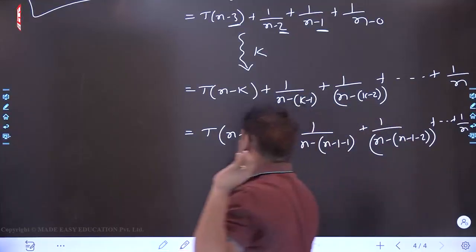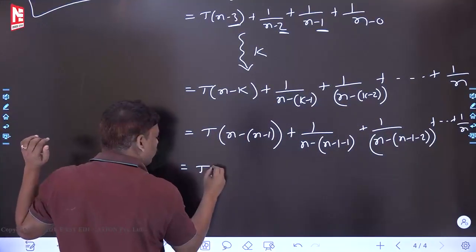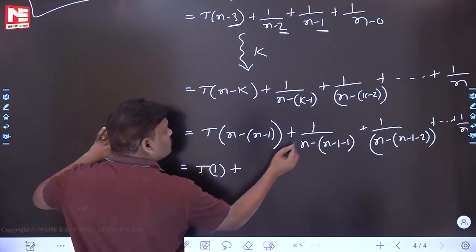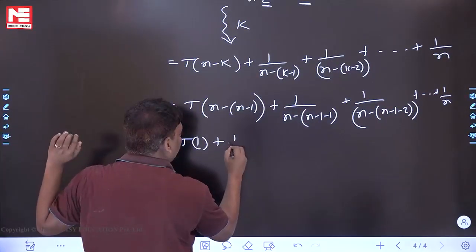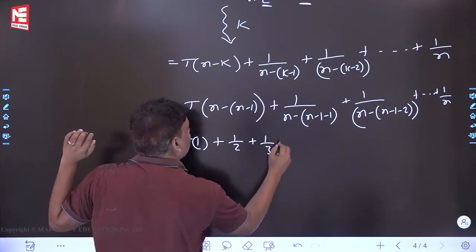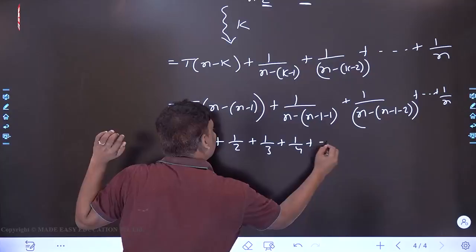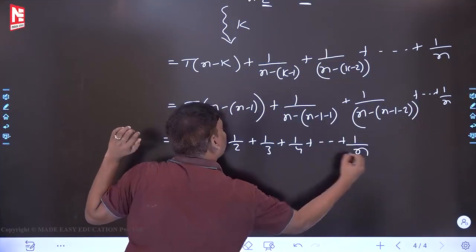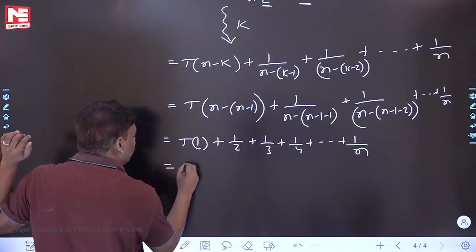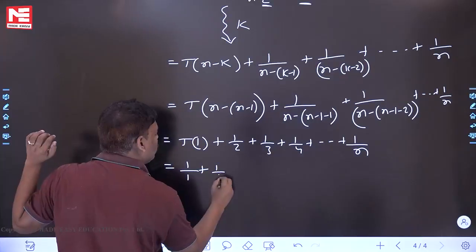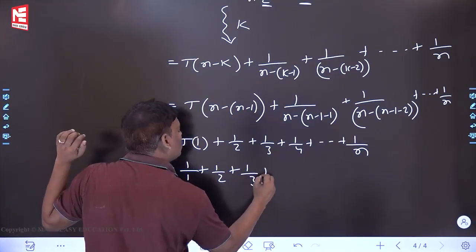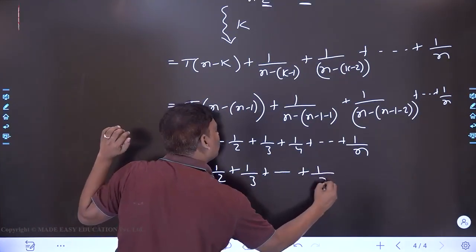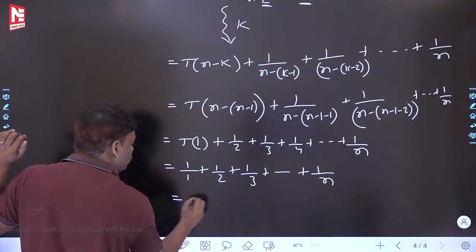Right, let's simplify. This will become what is the answer? T of 1, this is everyone now. Can you say what about this one? N cancel. 1 by 2 here, 1 by 3 here, 1 by 4 here, and so on. Lastly 1 by n here. What is the T of 1? 1. So 1 by 1 plus 1 by 2 plus 1 by 3 plus and so on, 1 by n. Right, which will goes to, what is the answer?